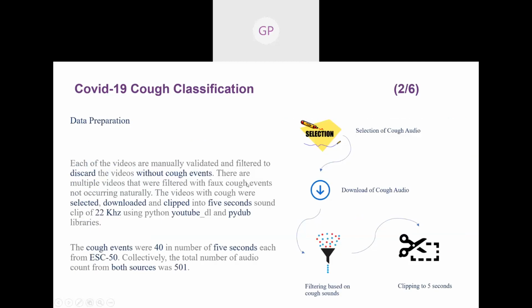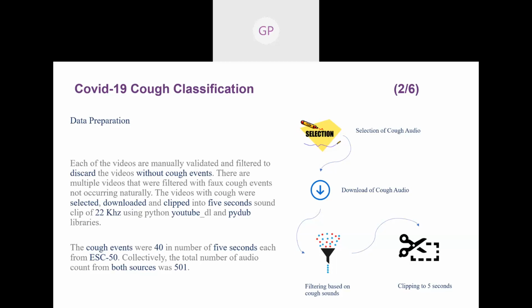The second process was data preparation. After doing the selection, the selection was based on which of those YouTube videos are actually good enough to be used as cough audios. So first was just to filter them out and do a selection and discard the ones which are more of false cough events or something which is made up and not occurring naturally. And this process actually consumed a lot of time to manually go through all of these YouTube videos and select those clips.